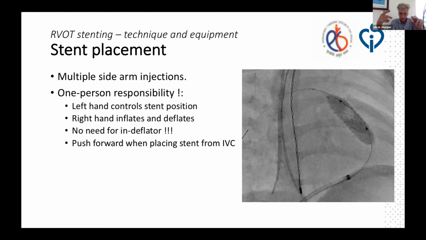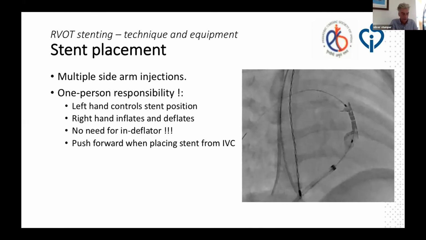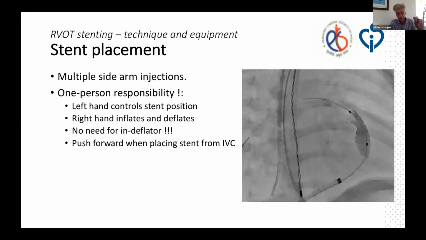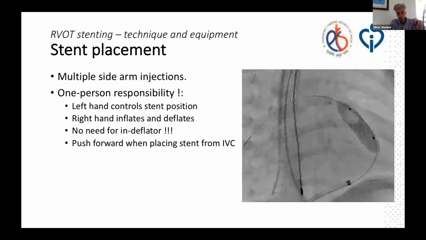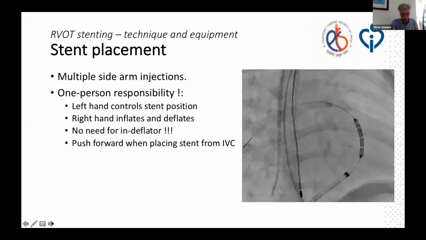And when I place the stent, then normally what I do is once it engages, I push forward with my left hand so that the stent moves away from the tricuspid valve. One-person procedure.